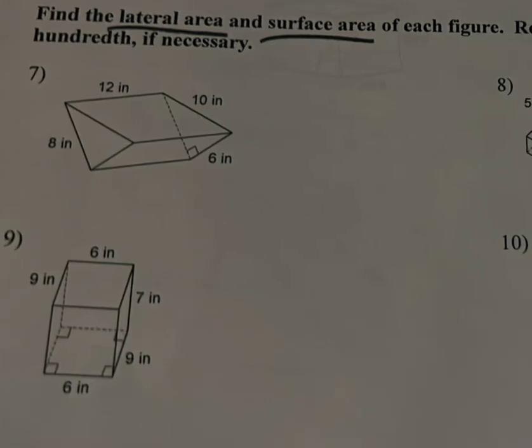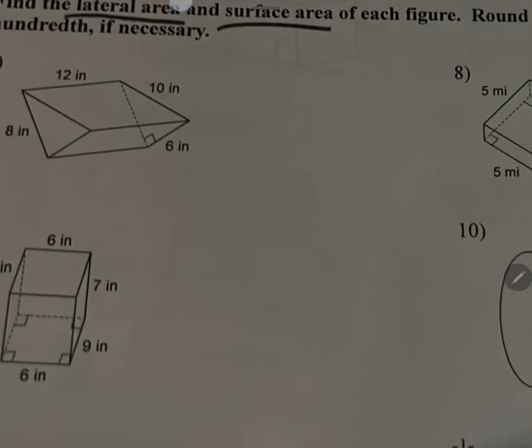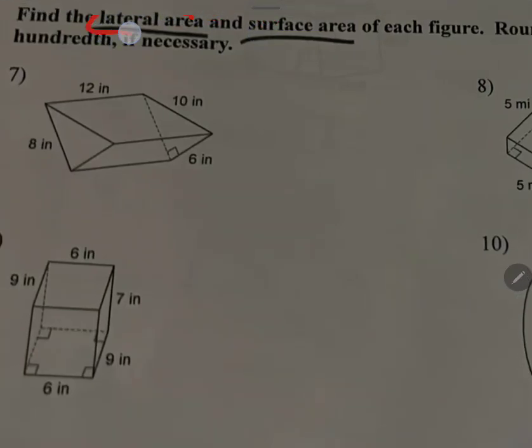All right, so first of all, you guys probably need to know what the difference between lateral area and surface area is, okay? Well, it's really easy. When we talk about lateral area, all we're talking about is the surface area of all of the shapes that make up this thing right here, except for the base. So we're going to find the area of all of the shapes that make up this rectangular prism, except for the base.